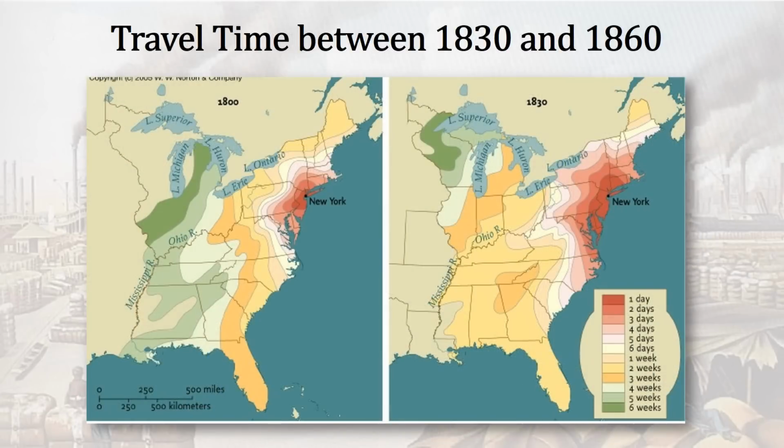Here is travel time between 1830 and 1860, and as you can see, all of the new technologies that are being employed through canals, turnpikes, steamships, and the like are dropping some of those travel times from about 6-7 days just down to 1.